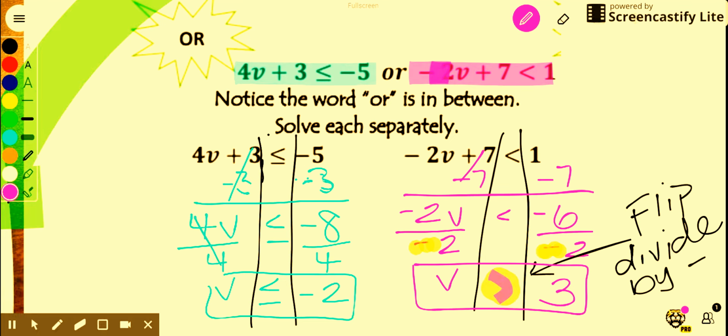So I've got the two inequalities. This is an or problem. So the way you do this is you just join it with an or. So I've got v is less than or equal to -2, or v is greater than 3.